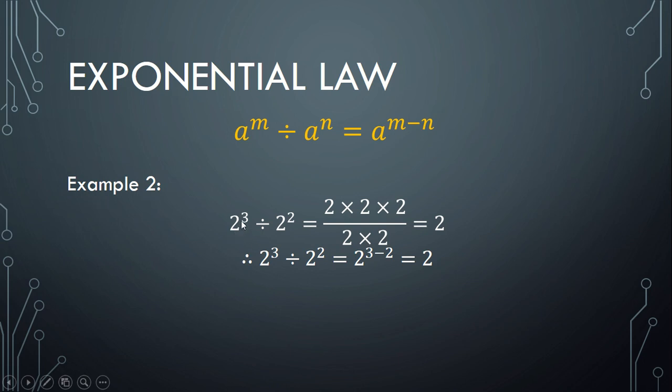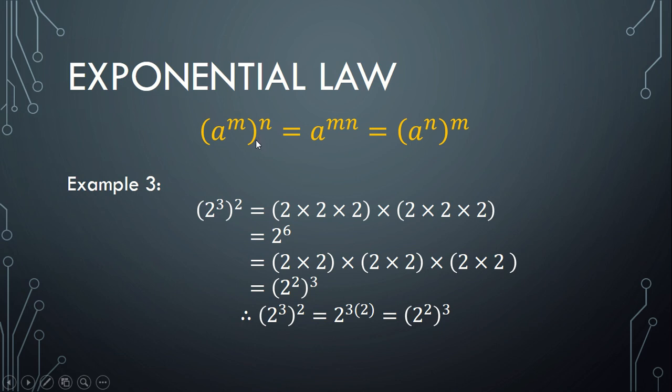Now, if we have 2 to the power of 3 divided by 2 to the power of 2, so 2 to the power of 3 is 2 multiplied by itself 3 times, and we have 2 to the power of 2. By simplifying this calculation, we have 2 here. Therefore, we also know that to get this answer, we can simply subtract the exponents, 3 minus 2, which is 1, and 2 to the power of 1 means 2 multiplied by itself 1 time, so the answer is 2.